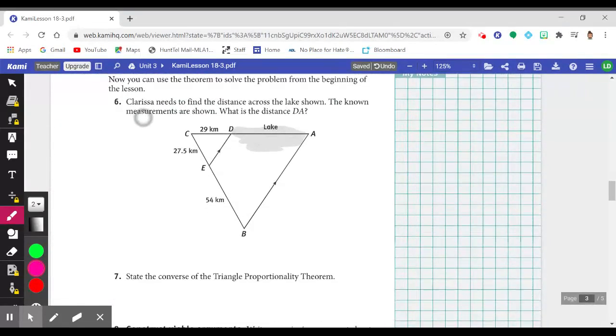So we're going to move on to item 6. If you would, draw a line right above 7, pause the video, and use what you have learned. You can use what we did in 18.2 or use the theorem here to find the distance of the lake from D to A.